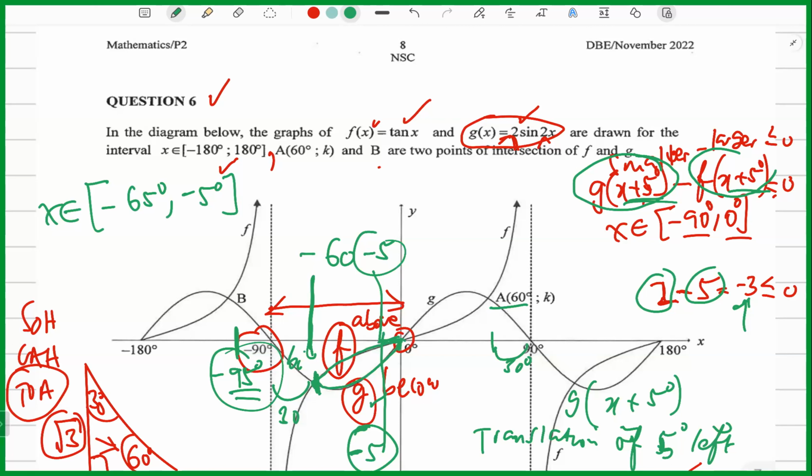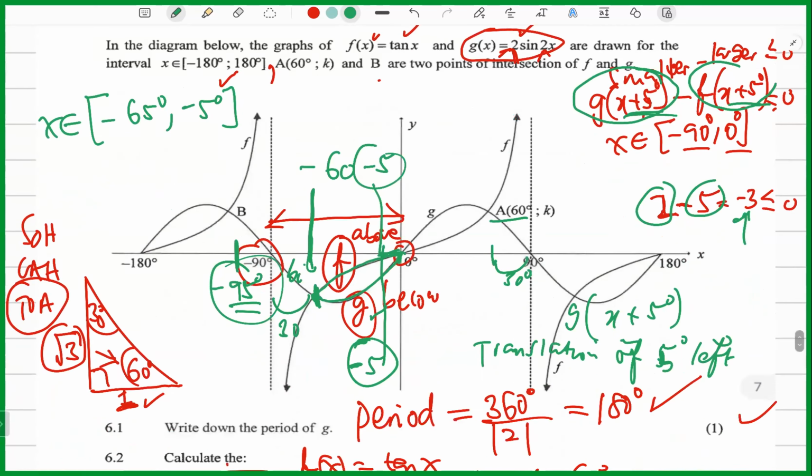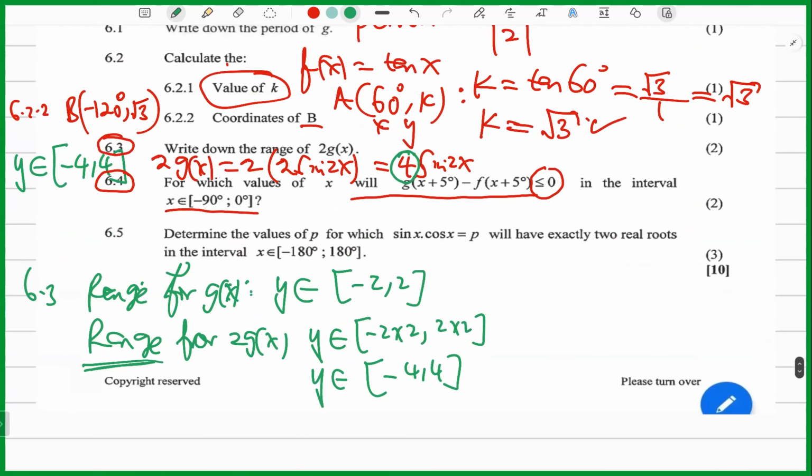We continue by solving these questions here. All right, so we look at this one. What is the answer here? x is an element of the interval minus 65 degrees, minus 5 degrees. You think about it, and that's the answer.